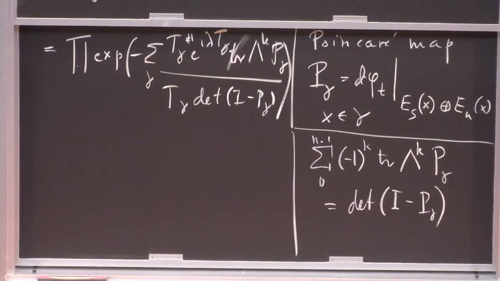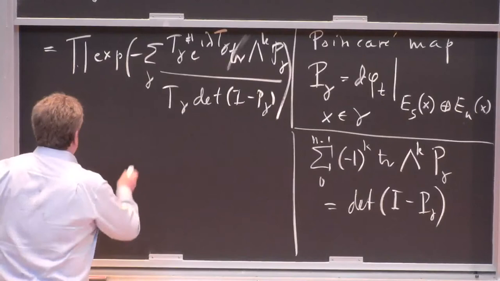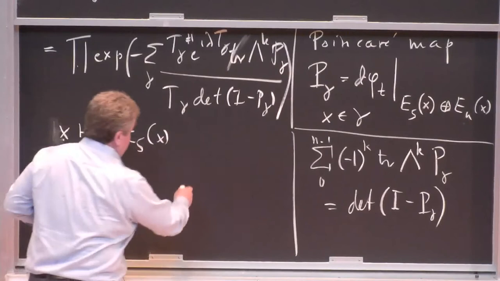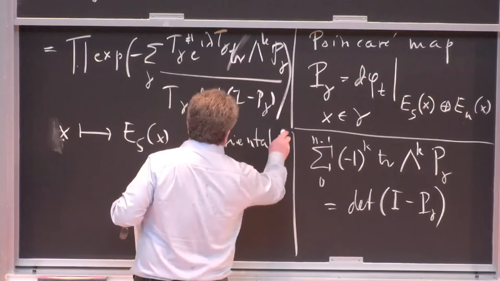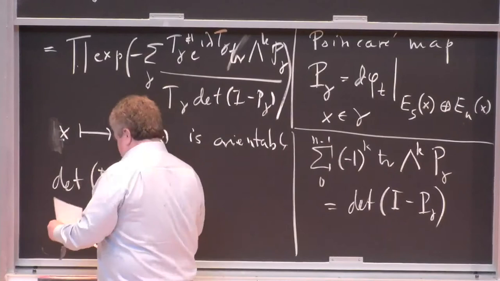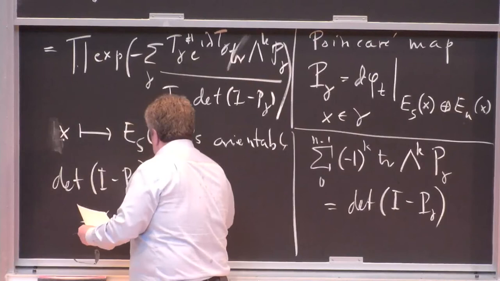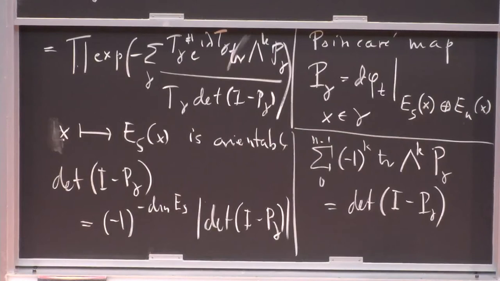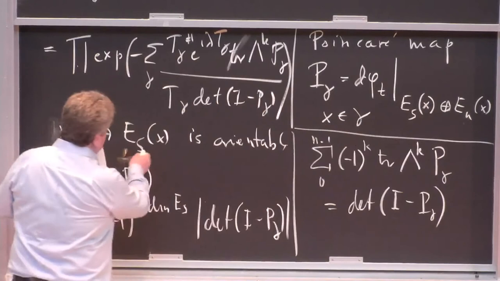I am now going to make an orientability assumption, which is actually unnecessary. That was pointed out to us by Shushen, that one can actually avoid this assumption in a very simple way, but I will not go into this. If this topological vector bundle E^s over x is orientable, then we have this determinant identity: the determinant of I minus P_gamma is equal to minus 1 to the power of the dimension of E^s times the absolute value of this determinant. This can be removed by twisting with the orientation bundle, but let's not worry about that. So if it's orientable, then we have this statement.